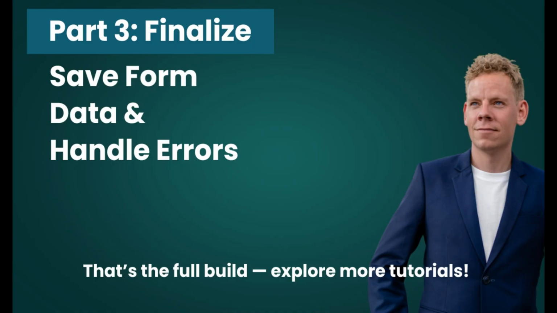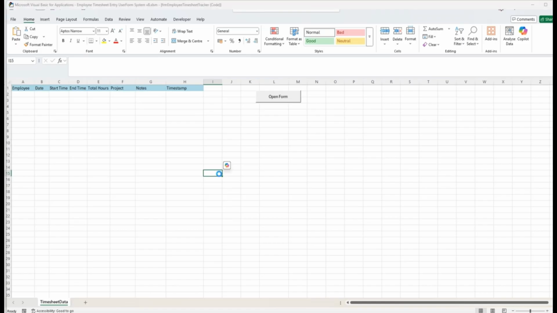In this final part, we're going to connect the form to our data sheet, handle errors, and make sure everything runs smoothly. Let's wrap this up and get your automation live. Now let's code the submit button.